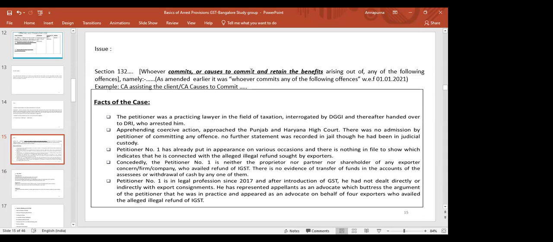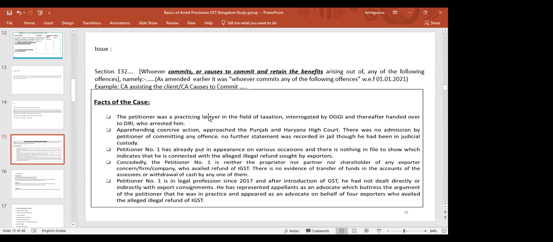Whereas causes to commit is, for example, if that CA is having some 4 or 5 clients and he's trying to arrange the circular tradings between those clients, then according to me, that will be a causes to commit. So there is a difference between a CA assisting the client or a CA causing to commit. I'm just giving an example. It can be any profession also. So that can be covered under causes to commit. And retain the benefit is, because as a CA, if I'm getting some benefit out of this transaction and I'm retaining that benefit, I think even that will fall within 132.